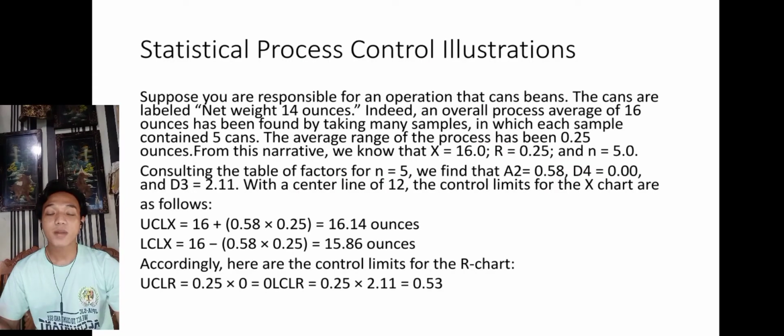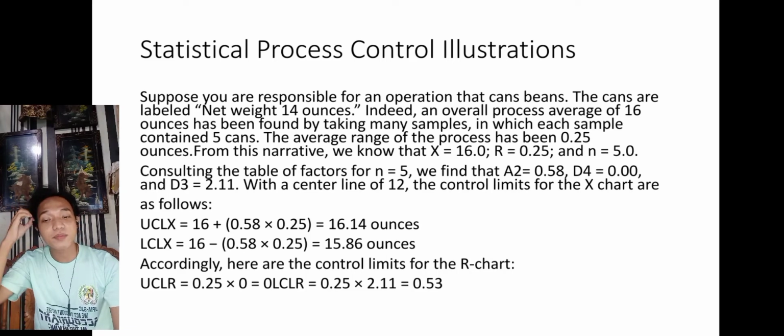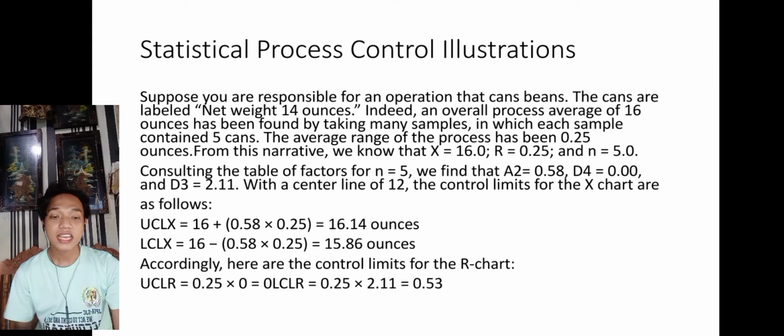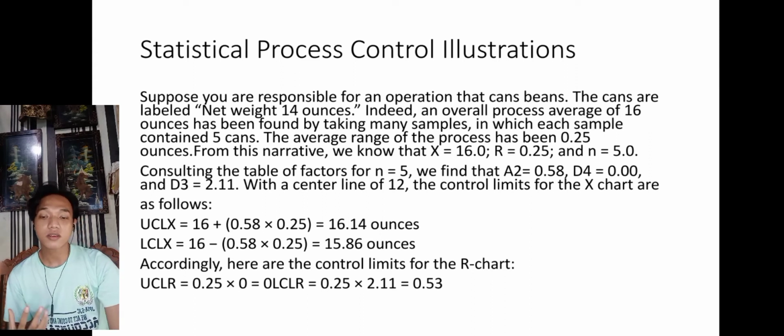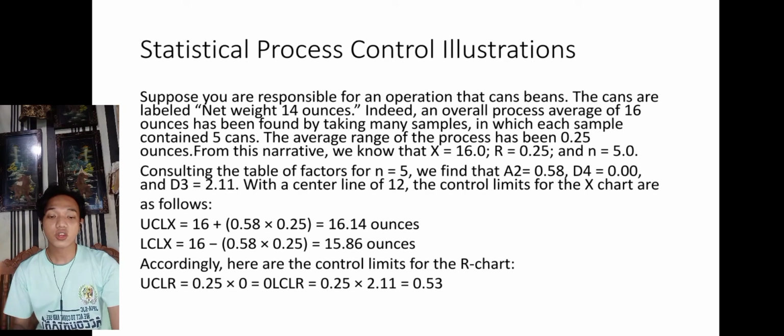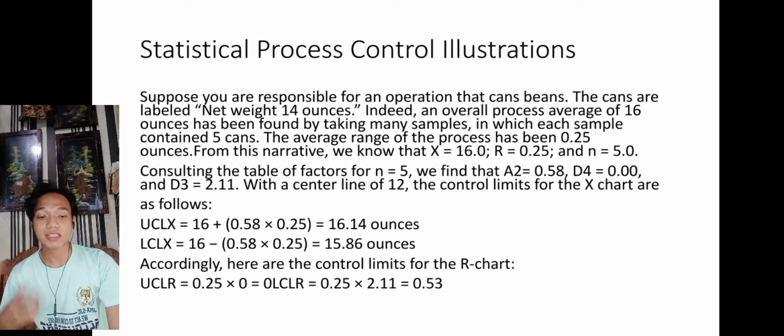The statistical process control illustrations. Suppose you are responsible for an operation that cans beans. The cans are labeled with a net weight of 14 ounces. Indeed, an overall process average of 16 ounces has been found by taking many samples in which each sample contained 5 cans. The average range of the process has been 0.5 ounce. From this narrative, we know that the x double-bar is 16.0, R-bar is 0.25, and n is 5.0.